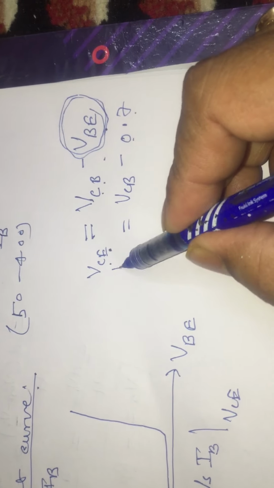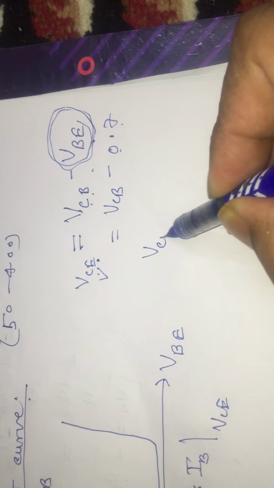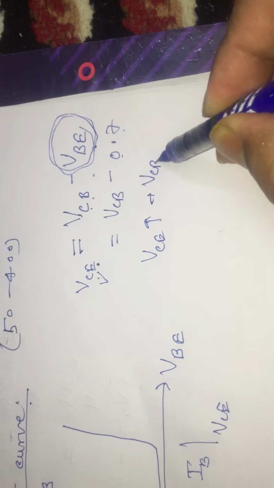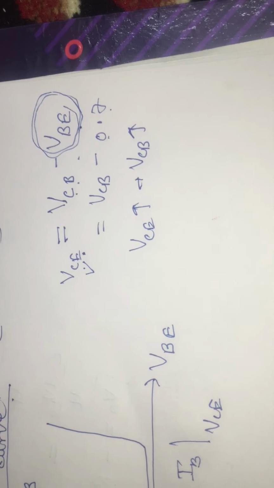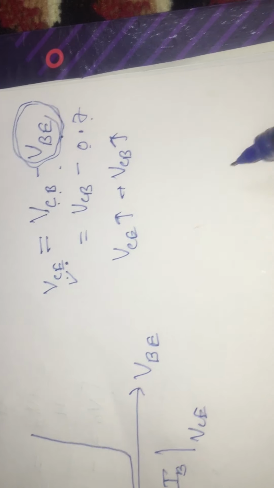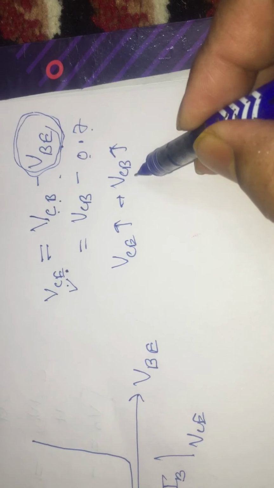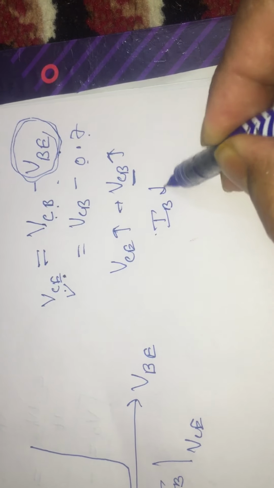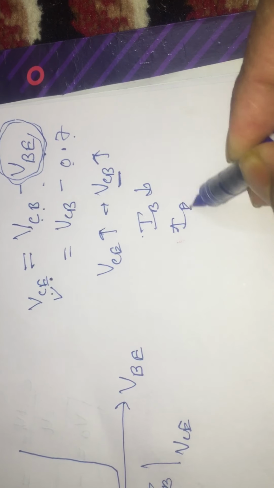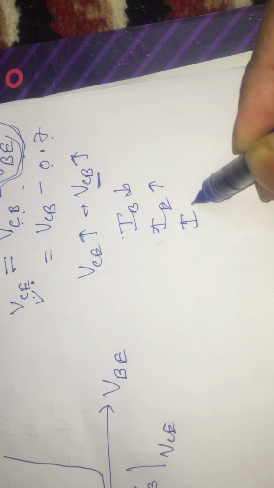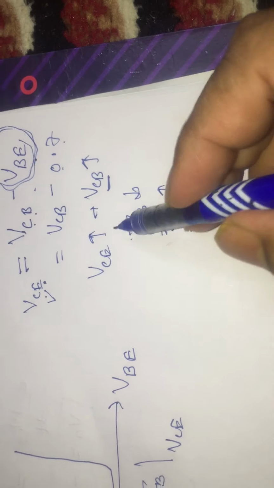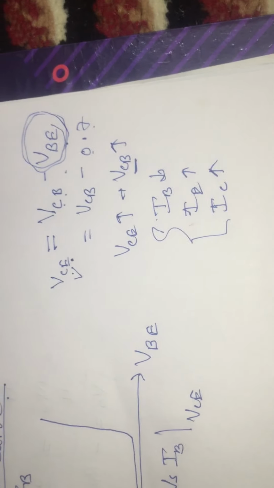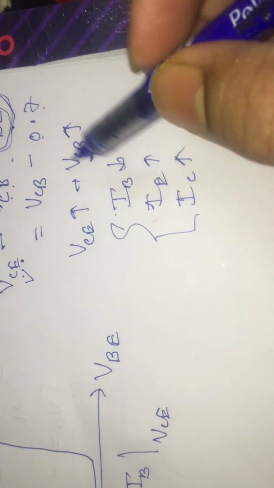This means if we increase VCE, what is increasing? We are increasing VCB. So we can use the early effect here. When VCE increases, we know that current IB will decrease, current IE will increase, and current IC will again increase. We can discuss the early effect later. So this is known as the early effect.